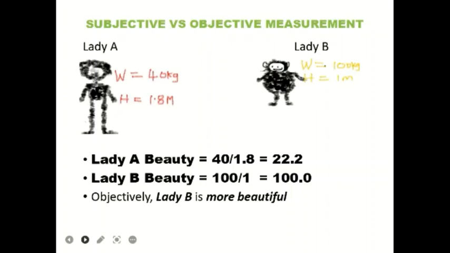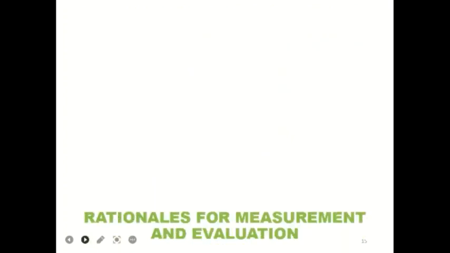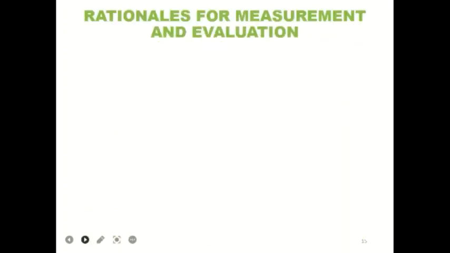So based on our prescribed rules, we are now measuring, ascribing quantitative values, numerical values, numbers to a quality such as beauty, but based on prescribed rules. So objectively, Lady B is more beautiful based on our prescribed rules. Hope you get what we mean by that objective measurement, objectivity in measurement and subjectivity in measurement.